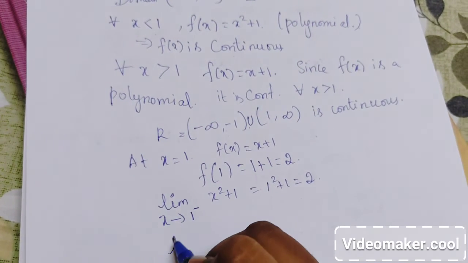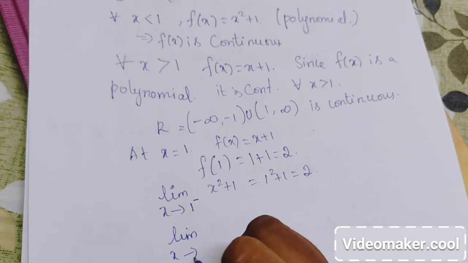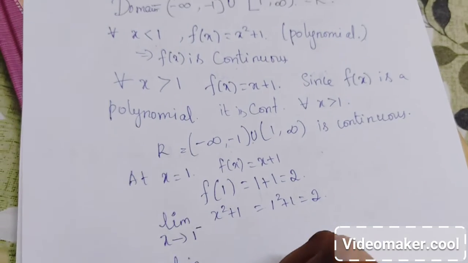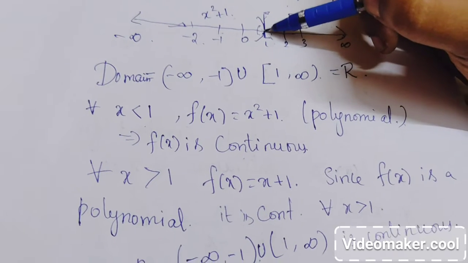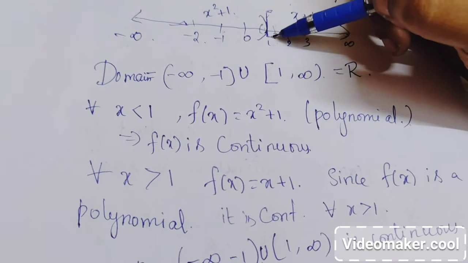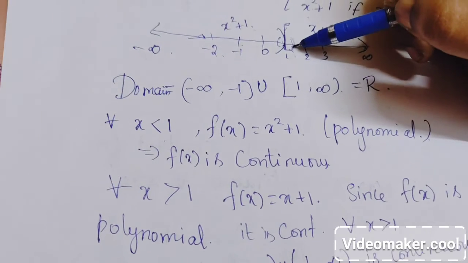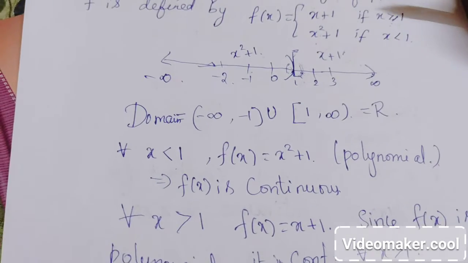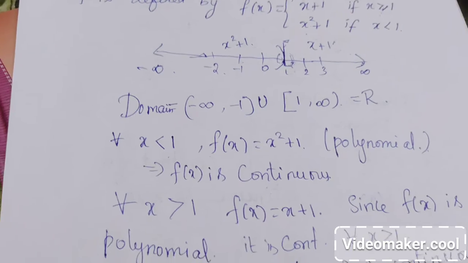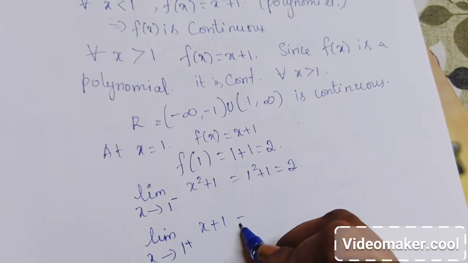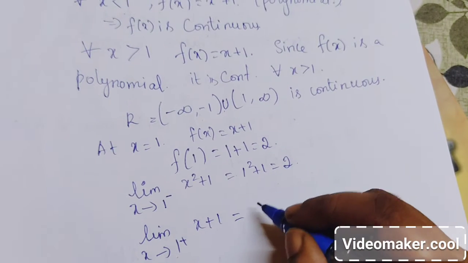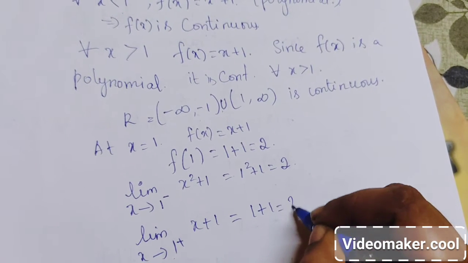Now we will calculate limit x tends to 1 plus, which means we will approach the number 1 from the right hand neighborhood. Here the numbers are greater than 1, so we have to take the function as x plus 1. After that we can substitute the limit. So 1 plus 1 will be 2.